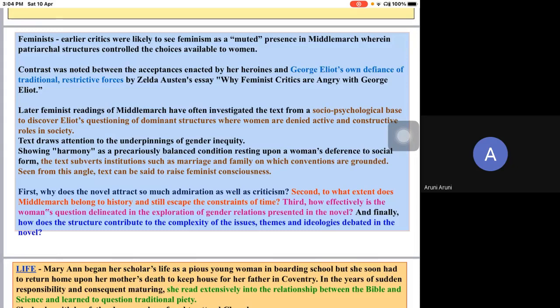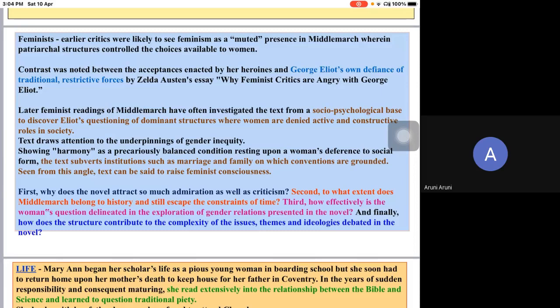Eliot does raise valid points regarding a woman's role in society. The text draws attention to the underpinnings of gender inequity, showing harmony as a precariously balanced condition resting upon a woman's deference to social form. The text subverts institutions such as marriage and family on which conventions are grounded. Seen from this angle, the text can be said to raise feminist consciousness.